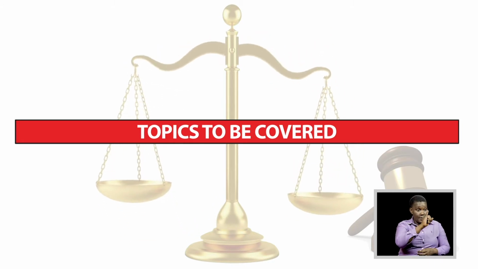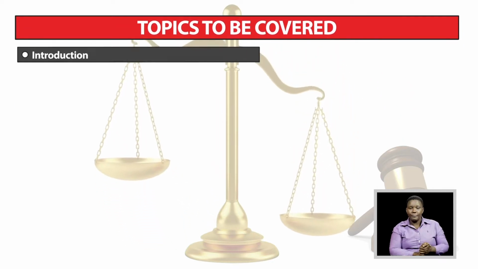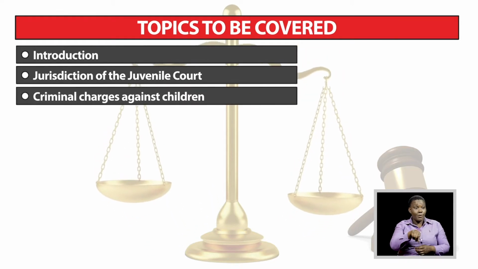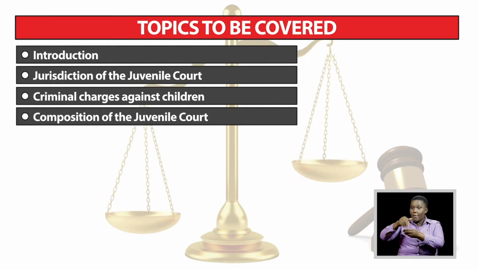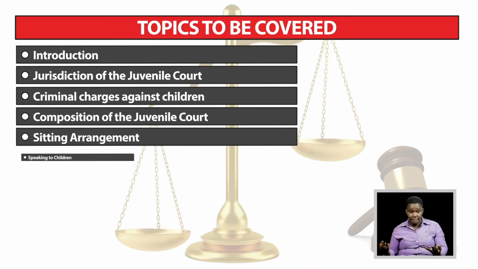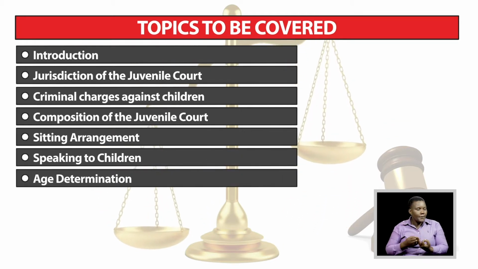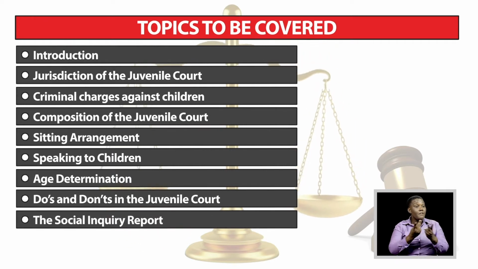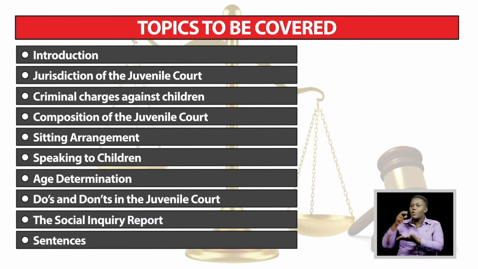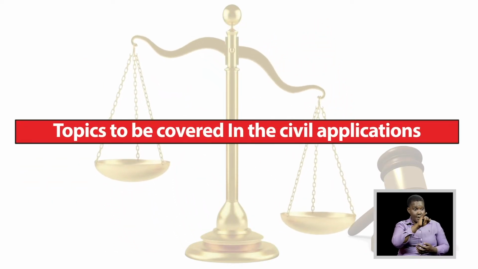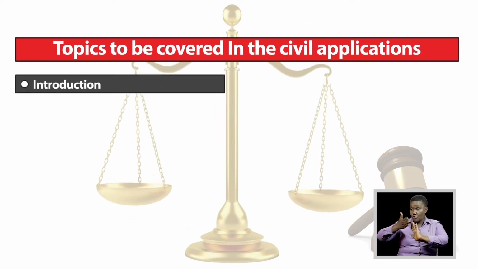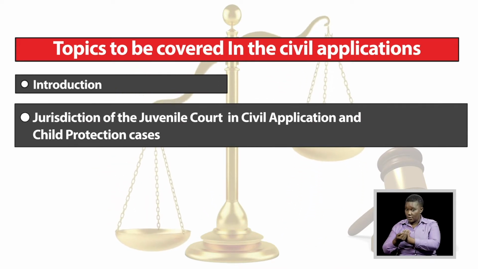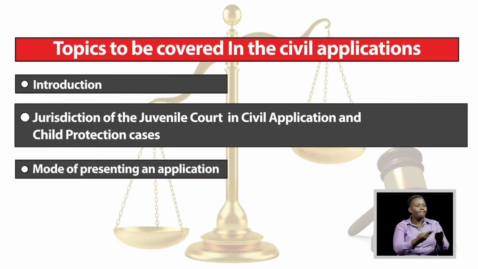In the criminal charges, the following topics will be covered: Introduction, Jurisdiction of the Juvenile Court, Criminal charges against children, Composition of the Juvenile Court, Sitting arrangement, Speaking to children, Age determination, Do's and don'ts in the juvenile court, the social inquiry report, and sentences. In civil applications, the following topics will be covered: Introduction, Jurisdiction of the juvenile court in civil applications and child protection cases, and mode of presenting an application.